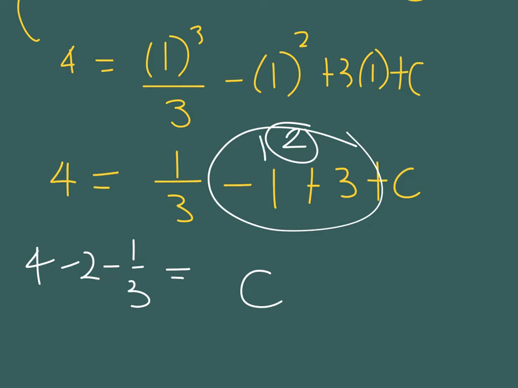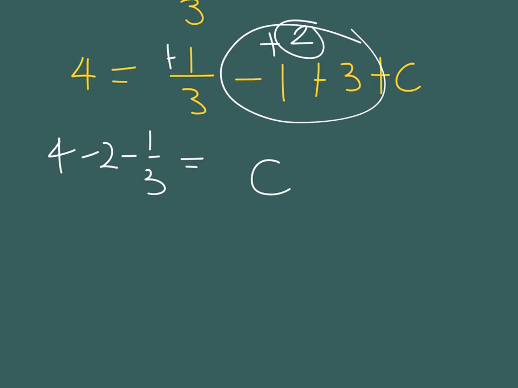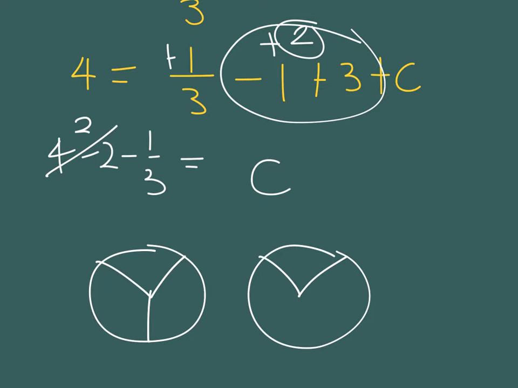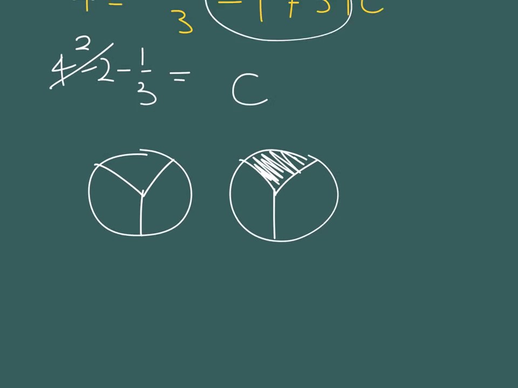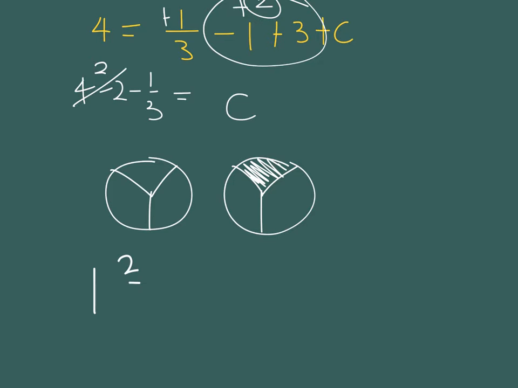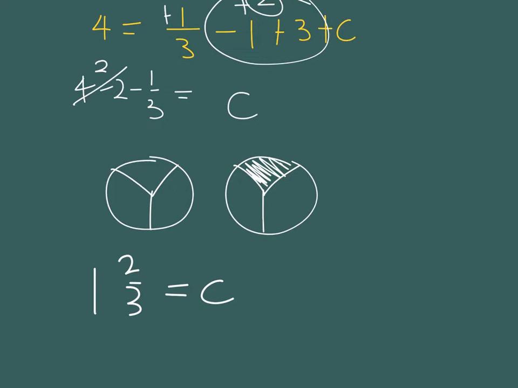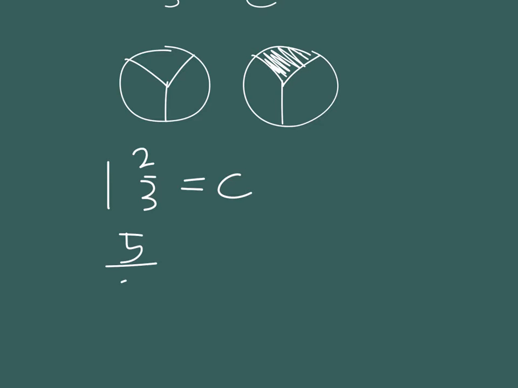Right? There is a plus 2 there. Plus 2 so minus 2. There is a positive 1/3 so minus 1/3. 4 minus 2 is 2. What is 2 minus 1 over 3? You have two wholes, take away one third. How many are left? 1 and 2/3, right? You can visualize it. 1 and 2/3 equals c. In proper fraction, this is 5 over 3 equals c.